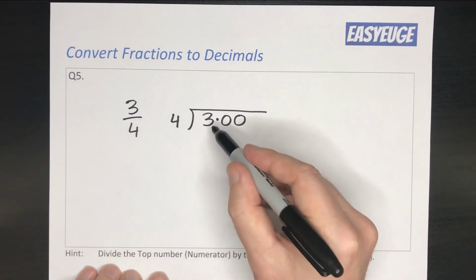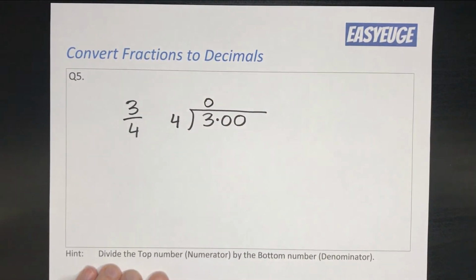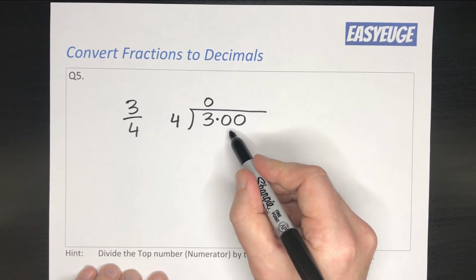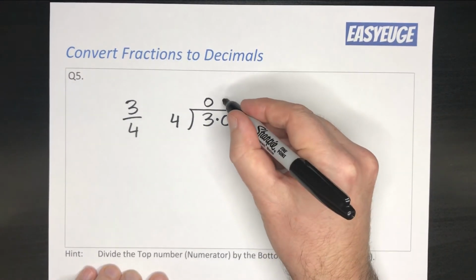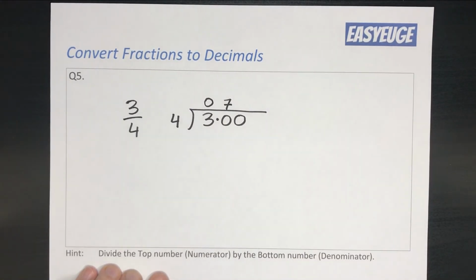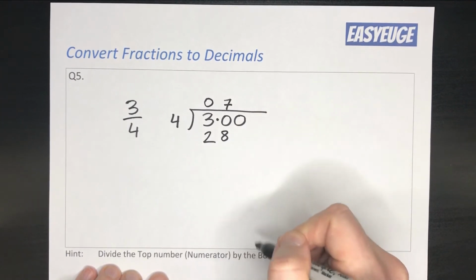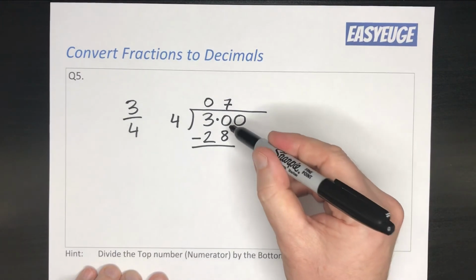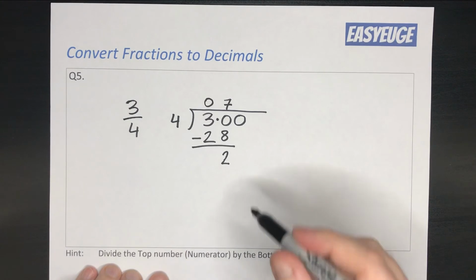Okay, will 4 divide into 3? It won't go in, so it's 0. Will 4 go into the number 30? Now let's use our 4 times tables. 4 7s are 28. That brings us up close to 30. So we'll put 7 up here, and we'll do the check for the remainder. 7 4s are 28. We'll do our minus to work out the remainder. Draw our answer line. 30 take away 28 is 2. So we have a remainder of 2.